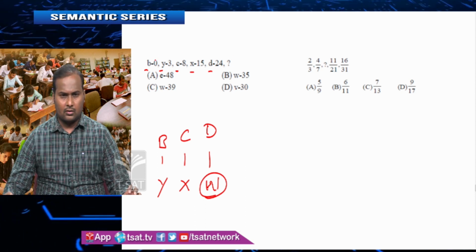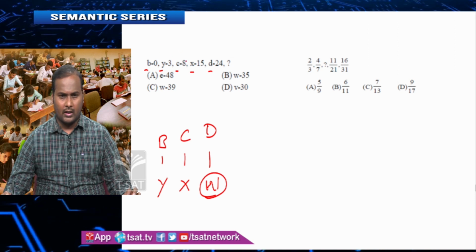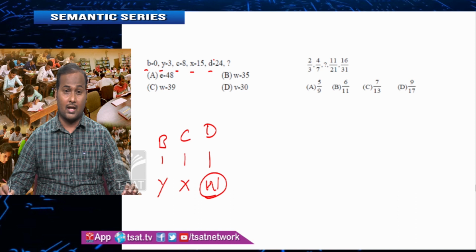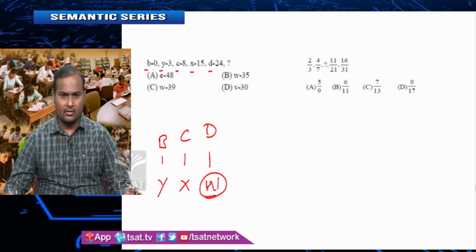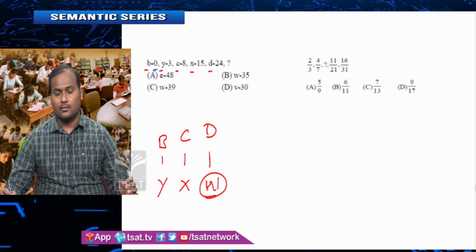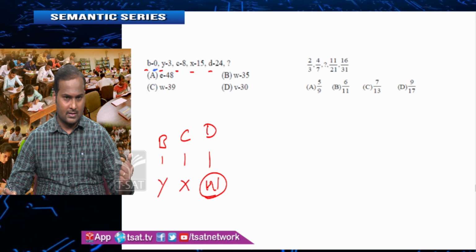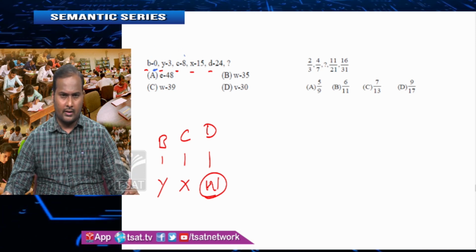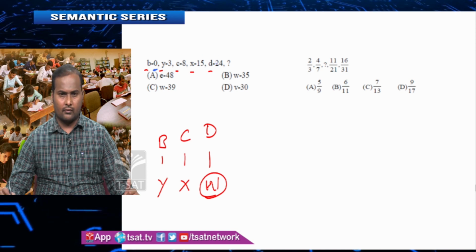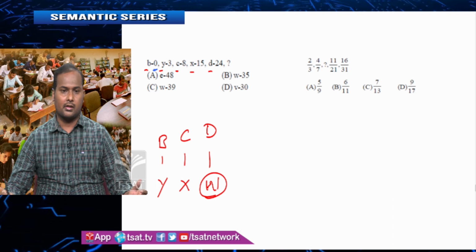Now we will find out with respect to numbers, that is 0, 3, 8, 15, 24. I already said that whenever it starts with 0, it will be like n square minus 1, or n square minus n, or n cube minus n. But see the numbers here: 0, 3, 8, 15, 24. So I can't take n cube minus n. The only thing I can take is n square minus 1.